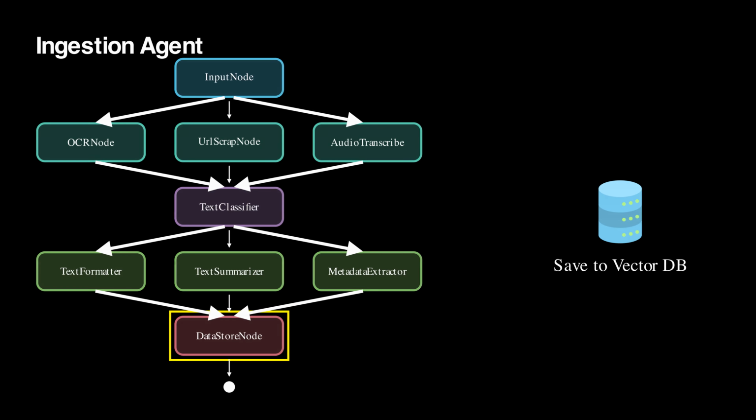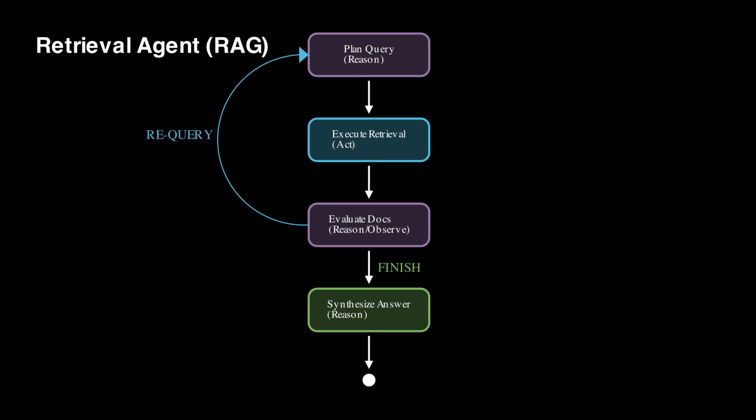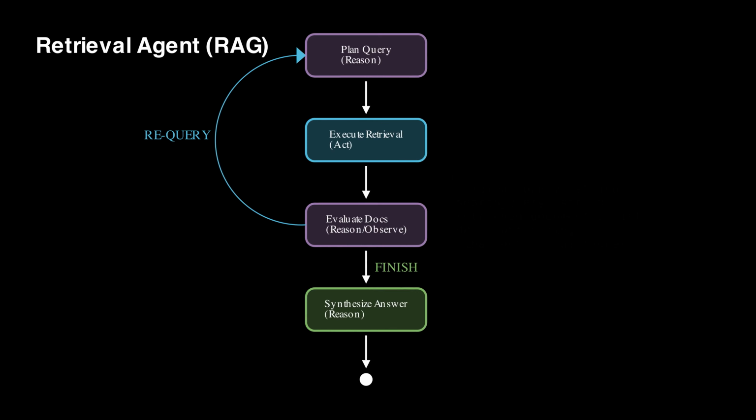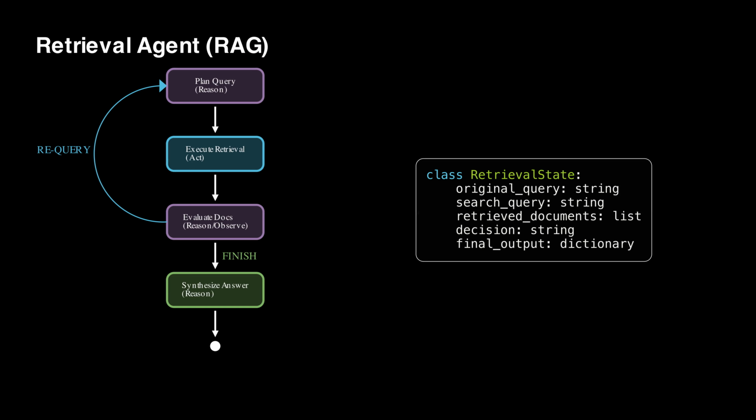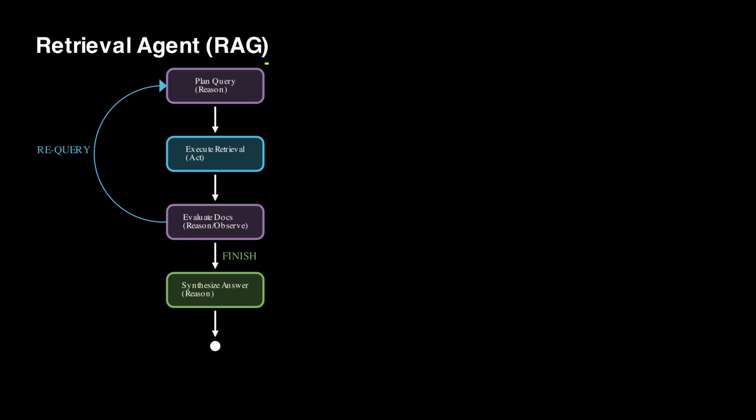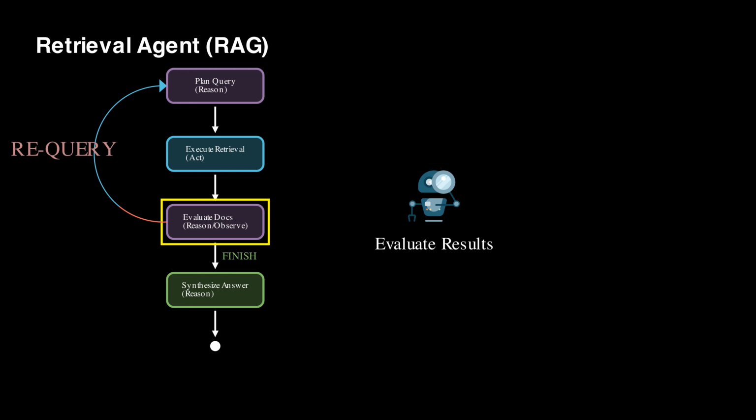The retrieval agent is responsible for finding and synthesizing information using a pattern called Agentic RAG. Here is its internal RAG loop, which stands for reason and act. Like the other agents, it also maintains an internal state to track its progress. First, the plan query node reasons, using an LLM to formulate a precise search query. Next, the execute retrieval node acts, calling a tool to search the vector database. Then, the evaluate node reasons about the results. Are these documents good enough? This is the agentic part of Agentic RAG.